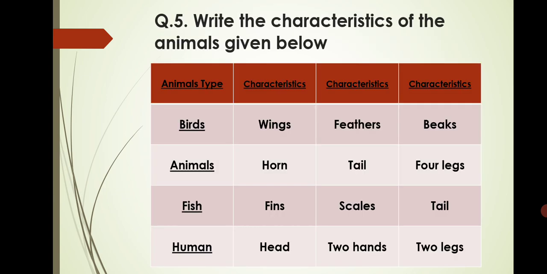Question number 5 is, write the characteristics of the animals given below. Animal type birds. Birds have wings, feathers, and beaks. Animals have horn, tail, and 4 legs. Fish have fins, scales, and tail. Humans have head, 2 hands, and 2 legs. These are the characteristics of birds, animals, fish, and humans.